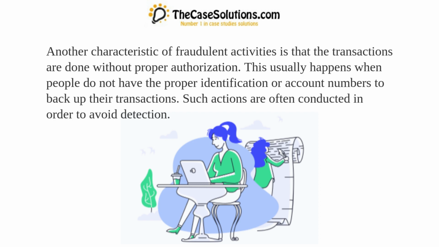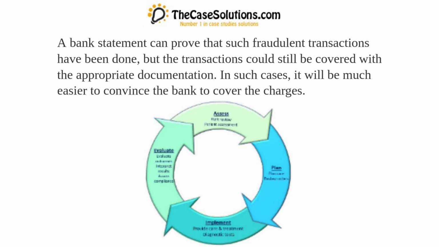Another characteristic of fraudulent activities is that the transactions are done without proper authorization. This usually happens when people do not have the proper identification or account numbers to back up their transactions. Such actions are often conducted in order to avoid detection. A bank statement can prove that such fraudulent transactions have been done, but the transactions could still be covered with the appropriate documentation. In such cases, it will be much easier to convince the bank to cover the charges.